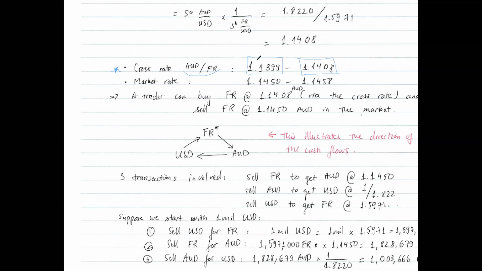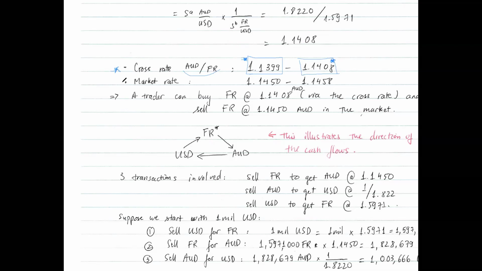So what these rates mean is that for the first two banks, let's say each bank specializes in one currency exchange rate, right? For the first two banks, this is implied that they are willing to trade 1 franc. So they're willing to buy 1 franc for 1.1399 Australian dollars, okay? On the right-hand side, this rate says that the first two banks are willing to sell a franc for 1.1408 Australian dollars, okay?